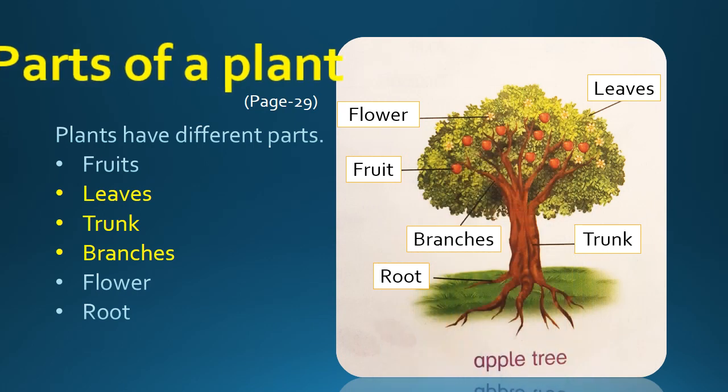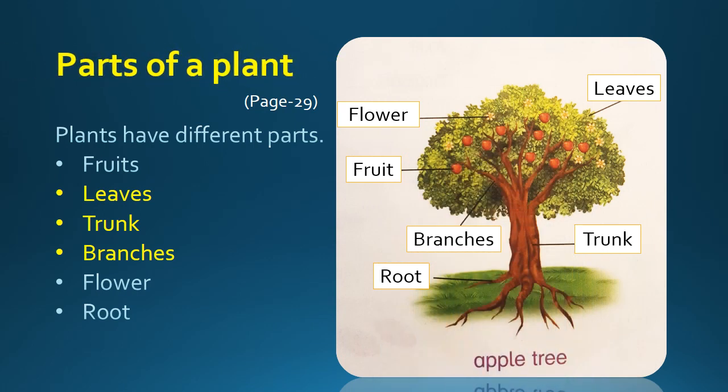Dear students, on the same page 29 we can see another picture of an apple tree and we can see the different parts of the plant as well. So let us discuss them as well. Flower, leaves, fruit, trunk is the main stem of the plant, branches which come out from the trunk or the stem, root which grows under the ground, it gives support and water to the plant.